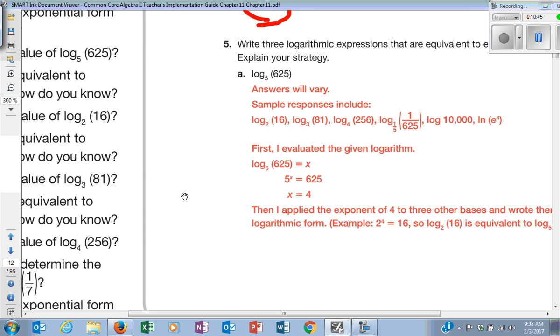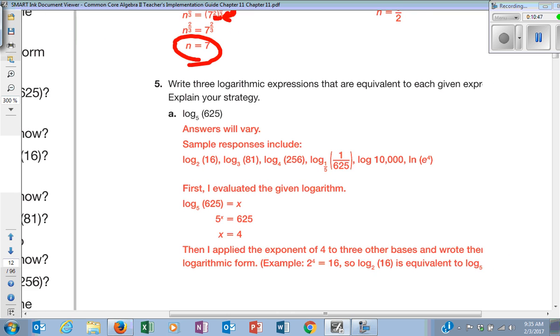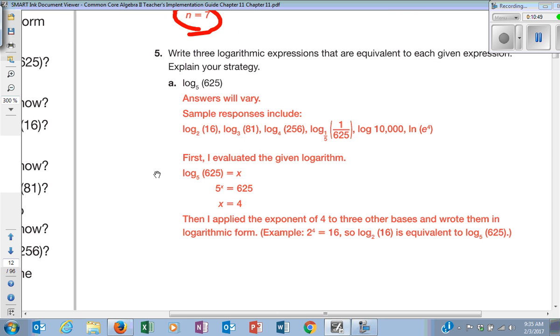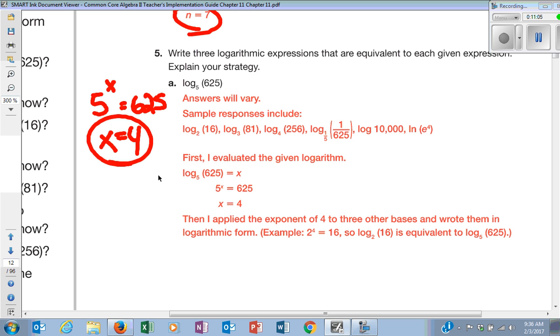Here are 3 expressions that are equivalent to the given. So all you're looking at here is, this really means 5 to some power equals 625. And when I do that, I realize that it is 5 to the 4th power. So x equals 4. So all I need to do is make anything that is equivalent to that.